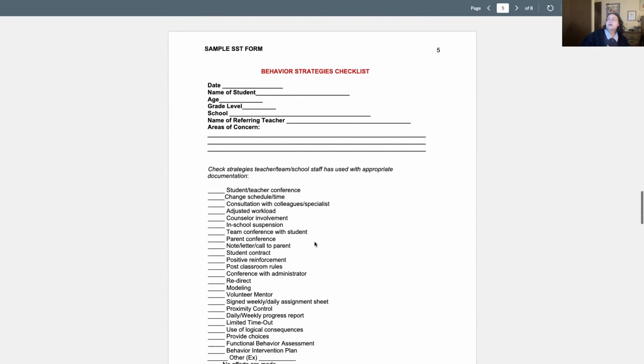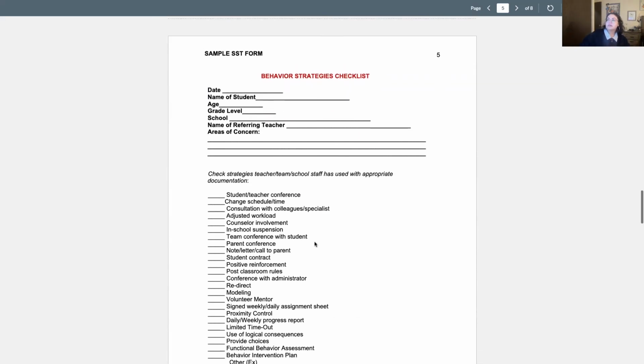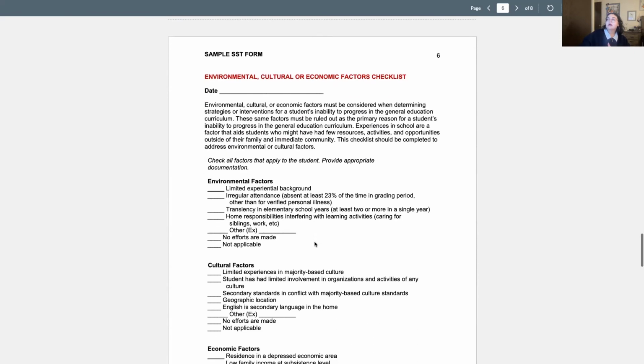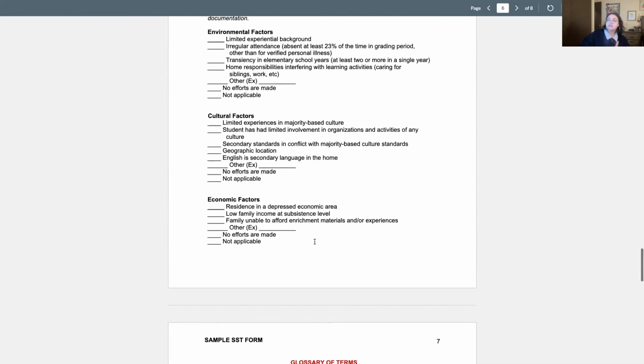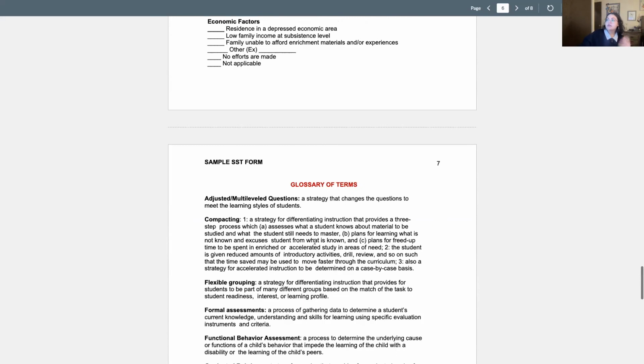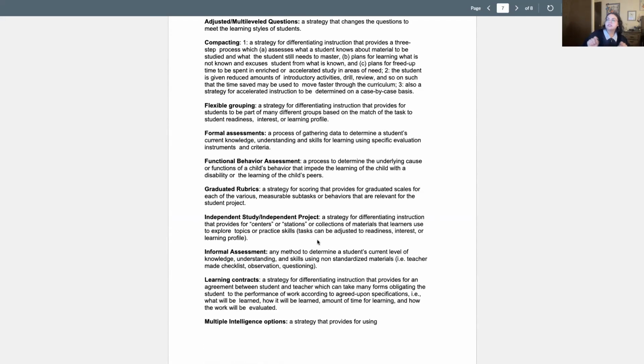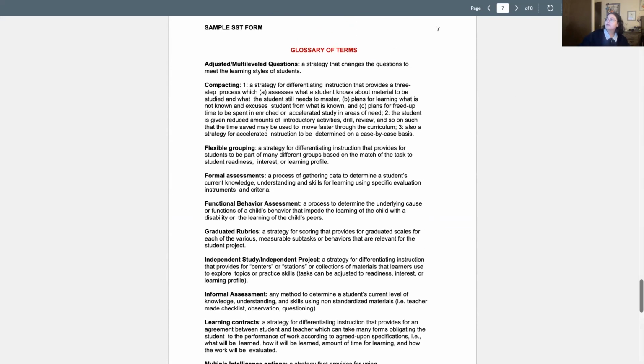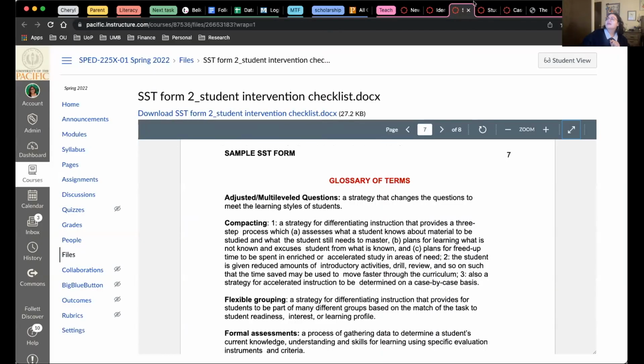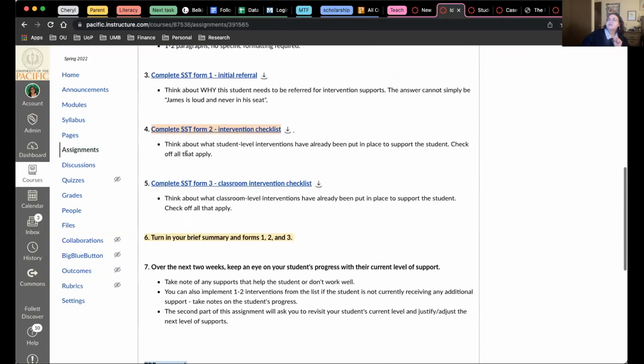If you keep scrolling down, they're just separated by page. There's one on just behavior. There's one on environmental factors that sometimes are important to know. At the very last page is a glossary of terms for some of the different terms in the checklist. If you didn't know them, you can also Google anything that comes up, but I left them there for you all. So that is Form 2. You're going to fill that out for any student level interventions that have already been put in place.